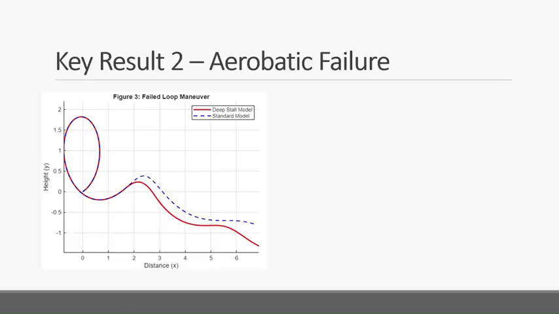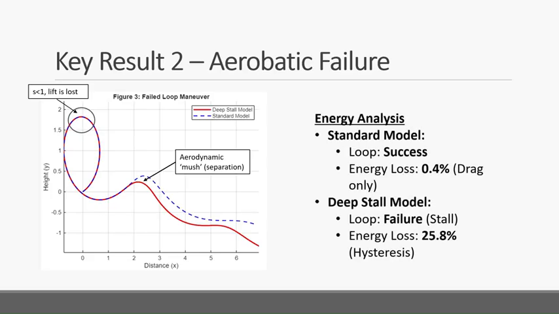Here we see a high-speed launch at s0 equals 3.2. Notice that on the way up, the red and blue lines are identical. This is physically correct. At high speeds, the stall mechanism is inactive, and my model matches the standard aerodynamics perfectly. But right here at the apex, the speed drops below my critical threshold of s equals 1. This is where the physics diverge. The standard model, blue, assumes perfect lift and pulls a tight turn close to the loop. But in the deep stall model, red, lift collapses. The glider loses aerodynamic authority and cannot hold the turn radius. Instead, it mushes downwards, slipping out of the loop.